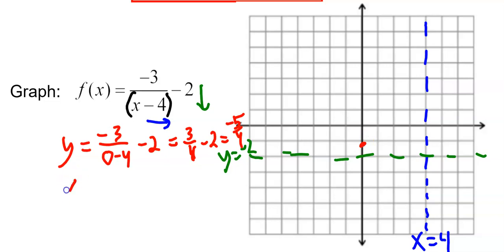And if I solve this for y, so let me erase this a little bit.